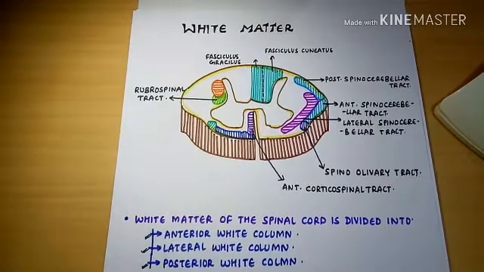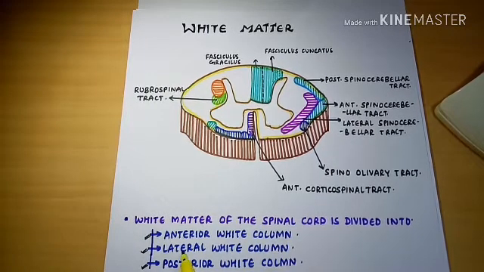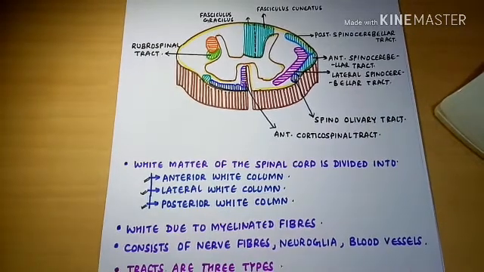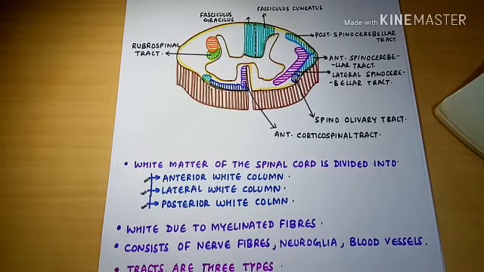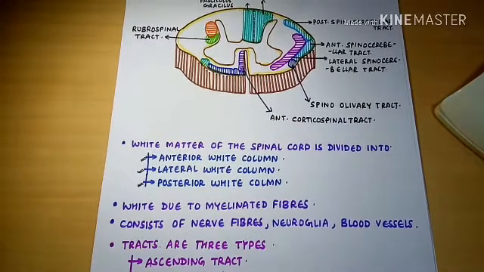So the white matter is divided into three types: anterior white column, lateral white column and the posterior white column. The white matter is due to the myelinated fibers. Wherever the myelinated fibers are present, it will give the color of white. The white matter consists of the nerve fibers, neuroglia, blood vessels and so on. The white matter consists of the tracts, or the fibers.